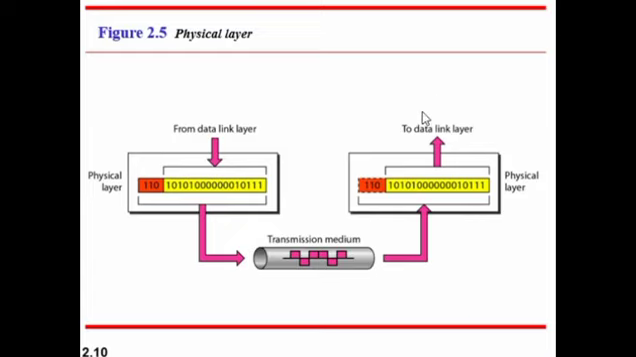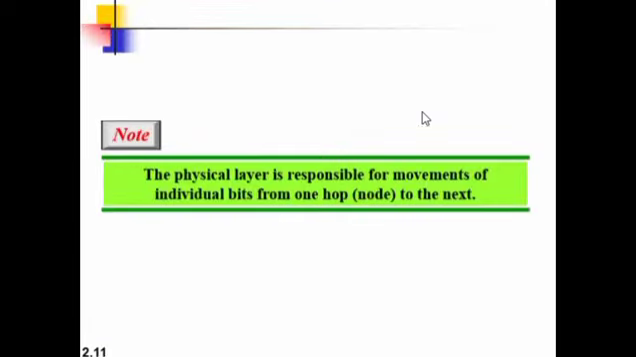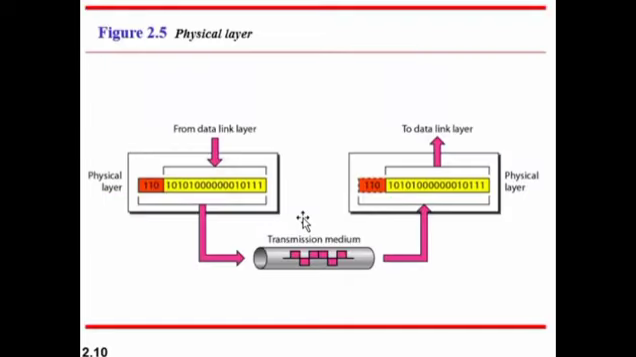The physical layer is responsible for the movement of individual bits from one hop to the next. What is a hop? A hop is a node, right? As you can see here, these are some bits and they are transmitted from this layer to the data link layer. So this is the function of the physical layer.